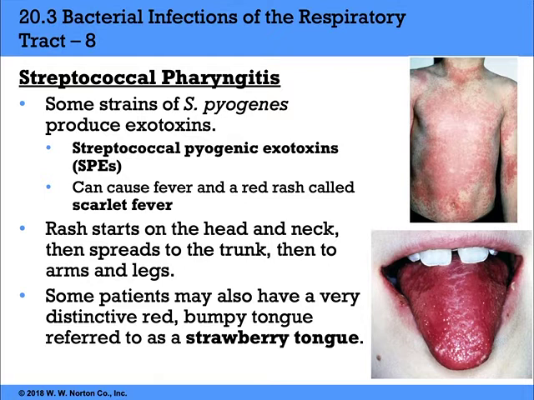Streptococcal pharyngitis, strep pyogenes is the causative in many cases. It can produce exotoxin. Strep pyogenic exotoxin is going to cause a fever and a red rash. We note this as scarlet fever. The rash starts on the head and the neck and spreads to the trunk, then the arms and legs. Some patients may also have a distinctive red bumpy tongue that we refer to as strawberry tongue. Okay. And again, this is due to the exotoxin and also the associated histamine release.